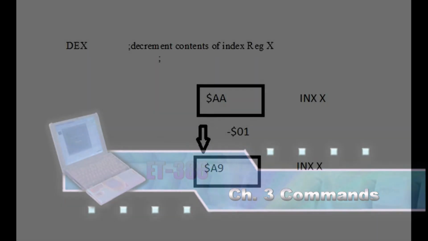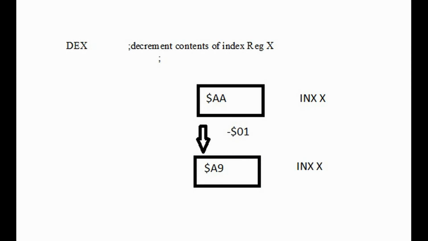This chapter introduces many commands which are used in programming the microprocessor. I'll try to illustrate as best we can without the hardware. To decrement means to subtract by 1.